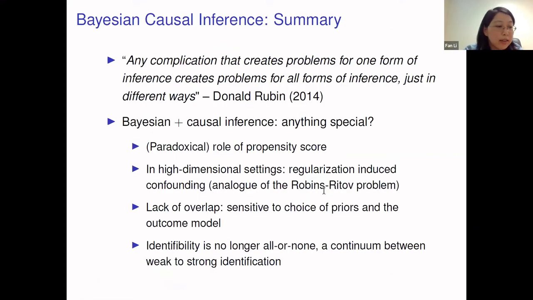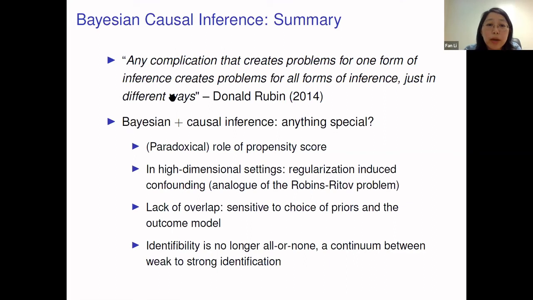I see the questions, but I have 10 minutes and I want to jump ahead. So I will now quickly wrap up this whole thing. I gave you an overview of the problems, the key issues and the approaches in Bayesian causal inference, particularly the role of the propensity score.